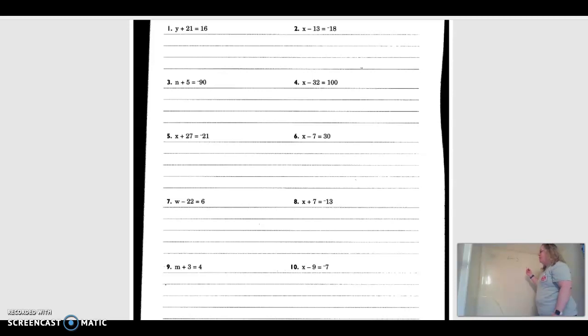All right, number 3. We have n plus 5 equals negative 90. All right, this is very easy. Again, so one step, you have addition, so to undo addition, we subtract, so you subtract 5. Okay, you're left with n because your 5's cancel. You have a negative 90 and a negative 5. So we're going to add because we're adding negatives, so it gives you a negative 95.